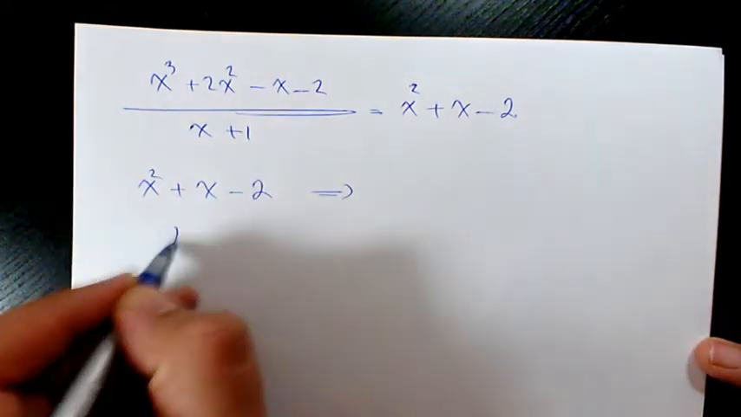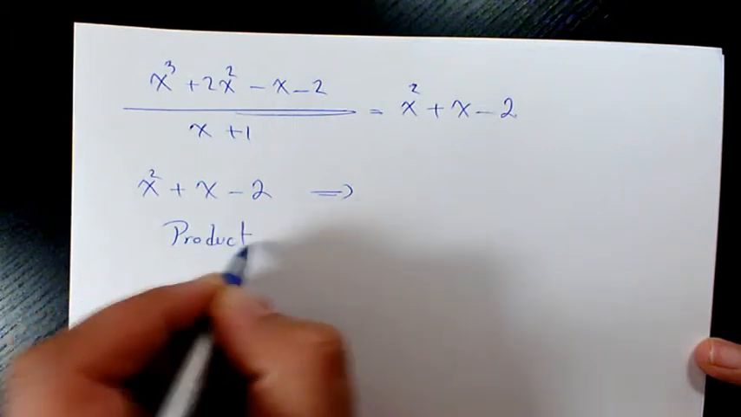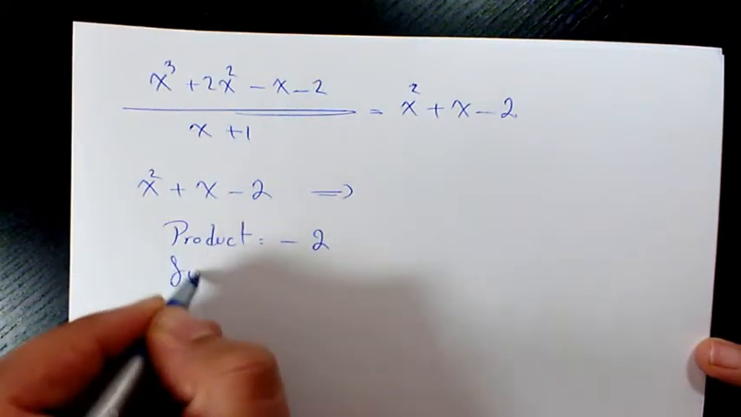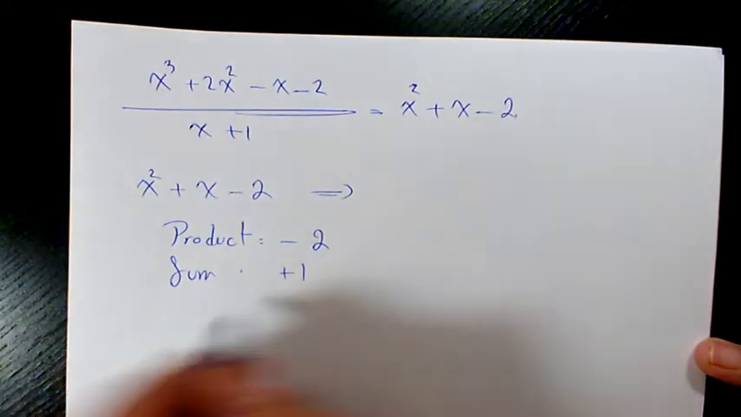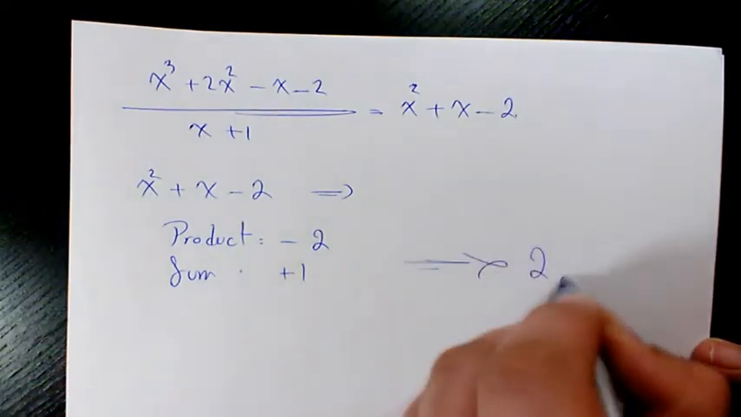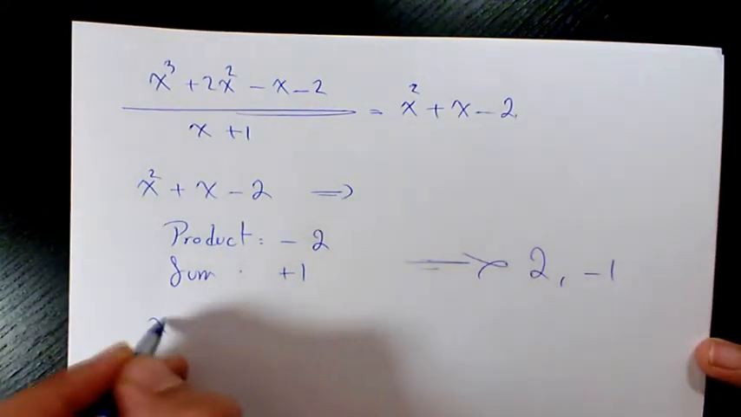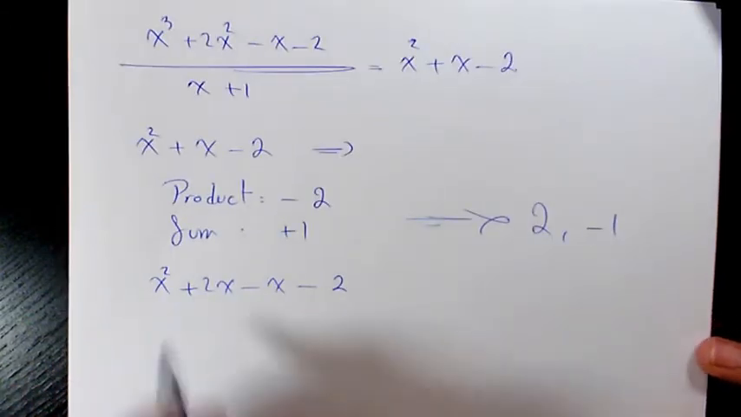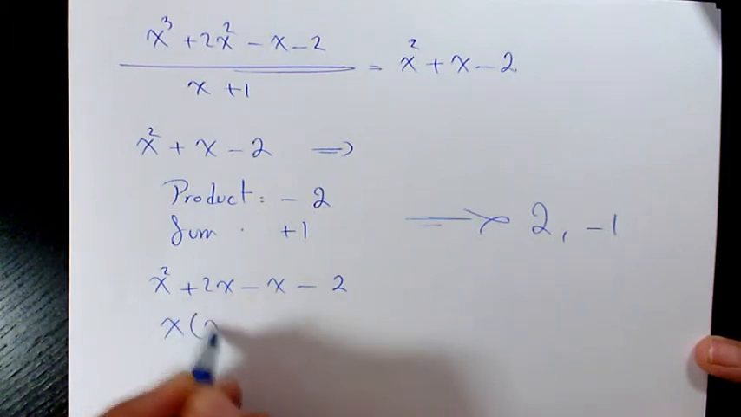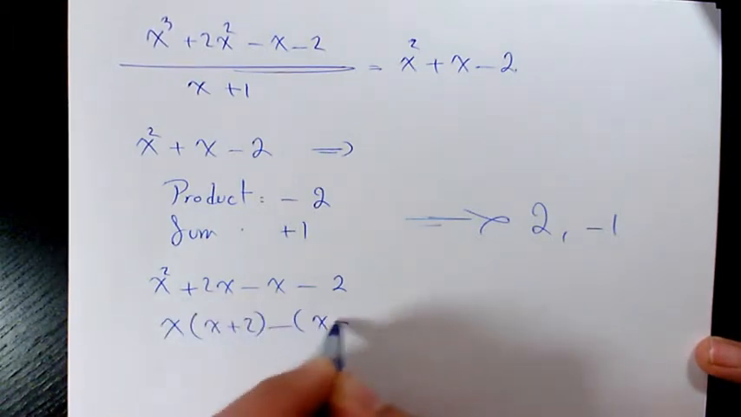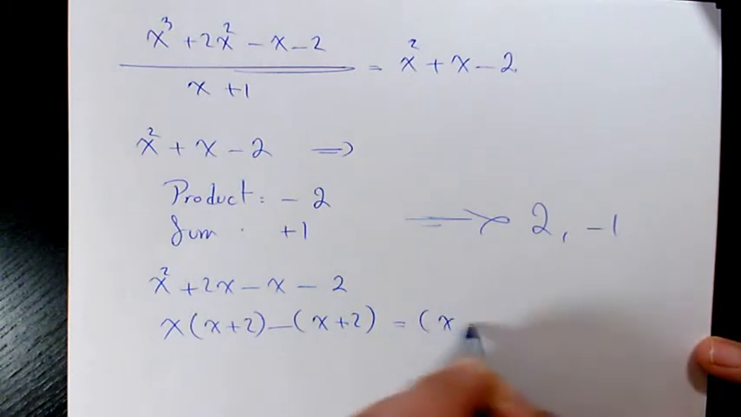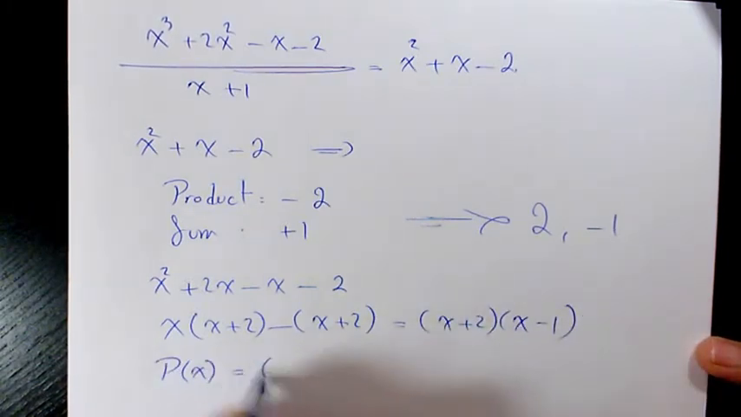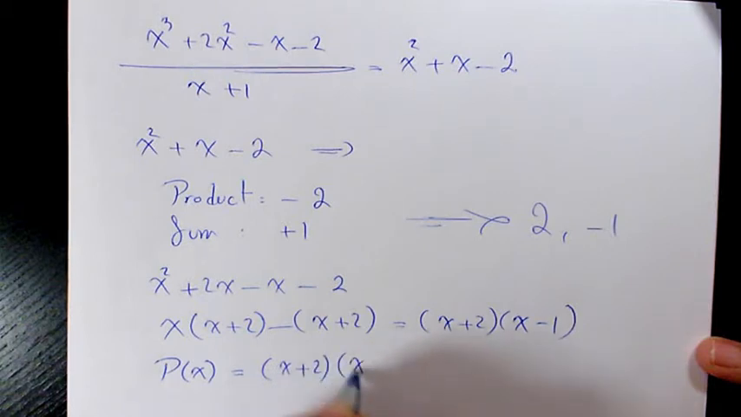We're looking for two numbers whose product is negative 2 and sum is positive 1. So we're going to end up having 2 and negative 1. So that's going to be x squared plus 2x minus x minus 2. Then you group factor x plus 2, and you have x plus 2 times x minus 1. So the polynomial in factored form is going to be x plus 2, x minus 1, x plus 1.